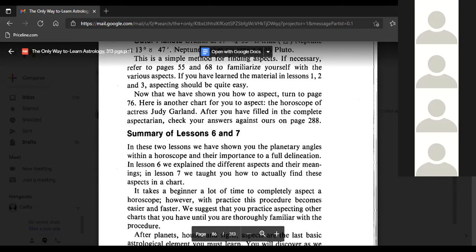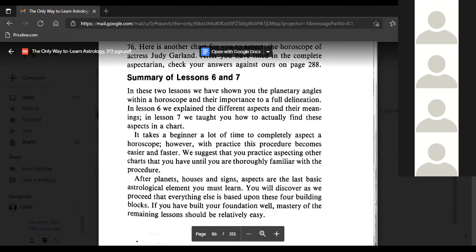Summary of lessons 6 and 7. In these lessons, we have shown you the planetary angles within a horoscope and their importance to a full delineation. In lesson 6, we explained the different aspects and their meanings. In lesson 7, we taught how to actually find these aspects in the chart. It takes a beginner a lot of time to completely aspect a horoscope. However, with practice, this procedure becomes easier and faster. We suggest that you practice aspecting other charts that you have until you are thoroughly familiar with the procedure.